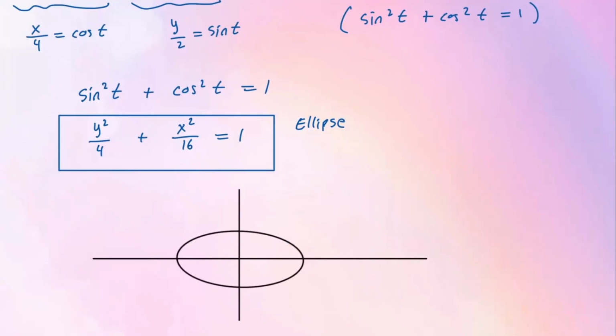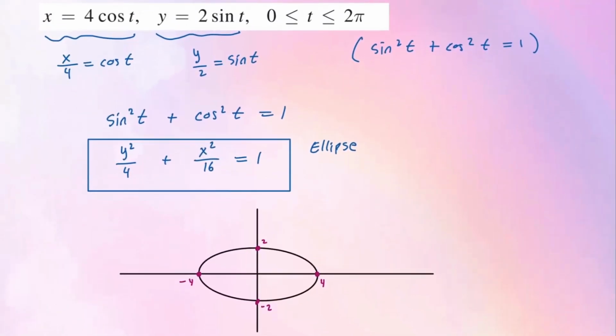So the center is 0, 0. Along the x-axis, you go 4 units this way, and then 4 units this way. And then along the y-axis, you're going to go 2 units here and 2 units here. That'd be -2.